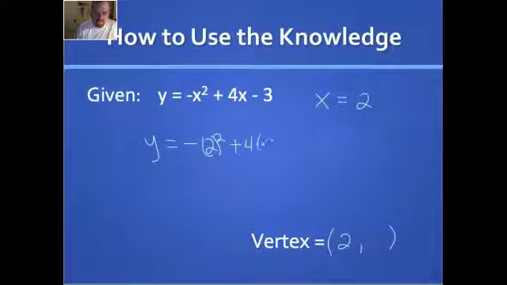Plus 4 times 2 minus 3. So 2 squared is 4, and the opposite of that is negative 4. Plus 4 times 2 is 8, minus 3. That will give us a total of 1, because negative 4 plus negative 3 is negative 7, plus 8 is 1. So we get a y of 1, which gives us a vertex of 2, 1.